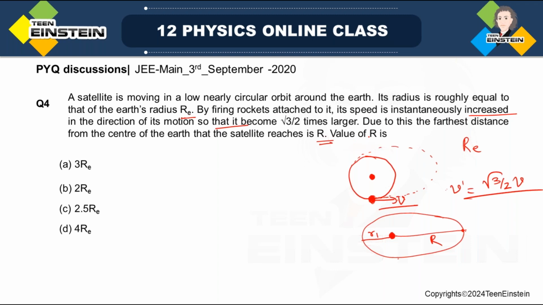To do this, you have to recall that the total energy will be conserved, right? Total energy remains conserved for an elliptical path. How do you write total energy? Suppose this is 2a, that is r1 plus r. This r1 is actually RE.